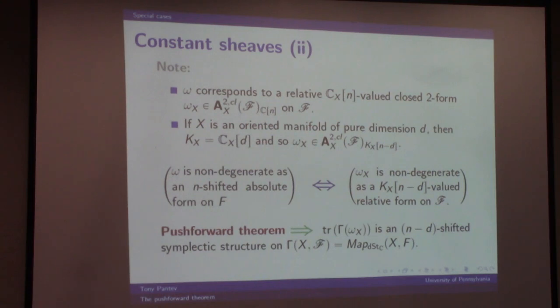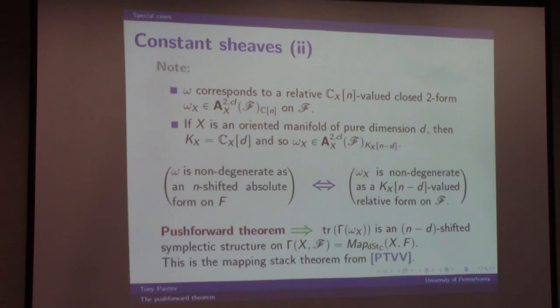And so omega is non-degenerate as an n-shifted absolute form on F if and only if omega_X is non-degenerate as a relative n minus d form on F. And the push-forward theorem tells you that the trace of the global sections of this is an n minus d shifted symplectic structure on the global sections. And the global sections are just the maps from X to F.